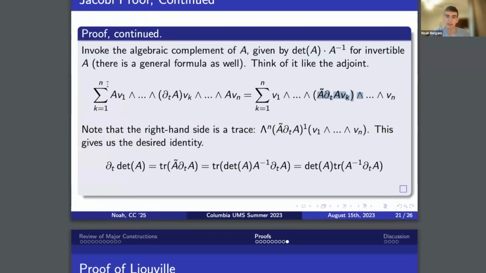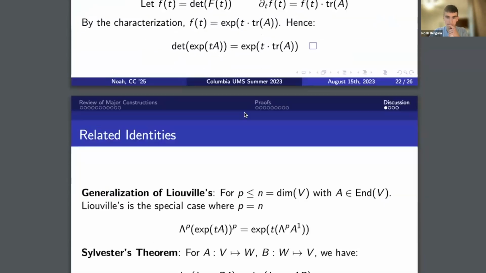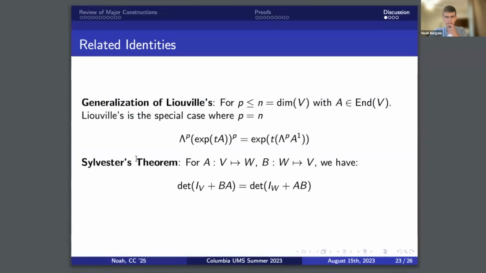That's kind of how we're translating between one thing into a trace. But whatever. And then there's also Sylvester's theorem, which I actually don't know how to prove from this directly, but I have heard of it, and I think it's an interesting identity. It tells you that the determinant of I plus BA is equal to the determinant of I plus AB.